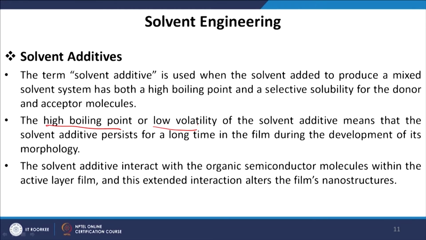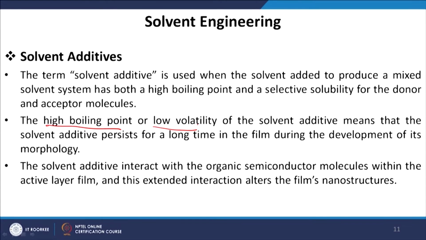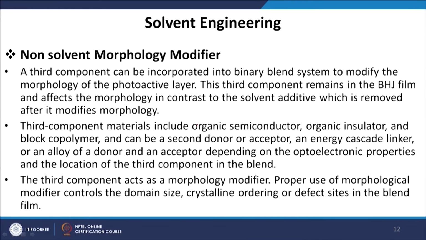So, this is added in addition to our solvent to make sure we get a better morphology, and this is called a solvent additive. In addition to the solvent from which we are fabricating the film, we can also add an extra solvent, called a solvent additive, that has a high boiling point and low volatility, and it usually leads to a better quality film. The solvent additive interacts with the organic semiconductor molecules within the active layer film, and this extended interaction alters the film's nanostructure. Now, non-solvent morphology modifier, this is a very important terminology.